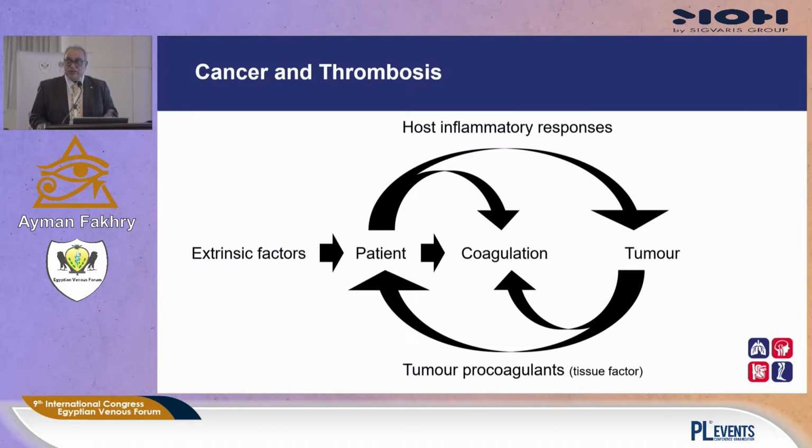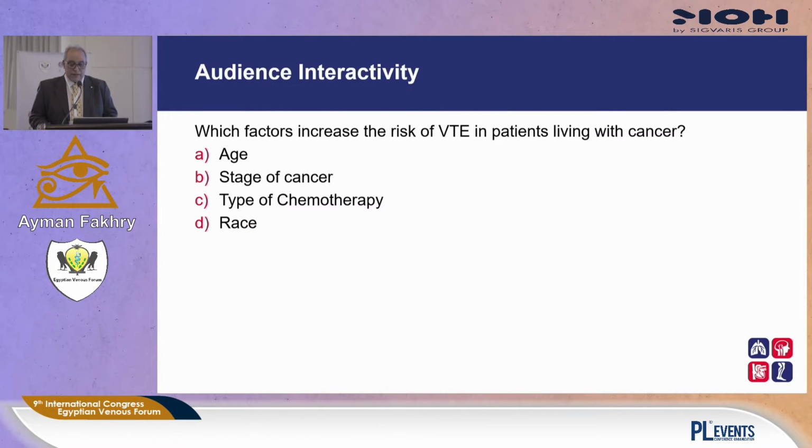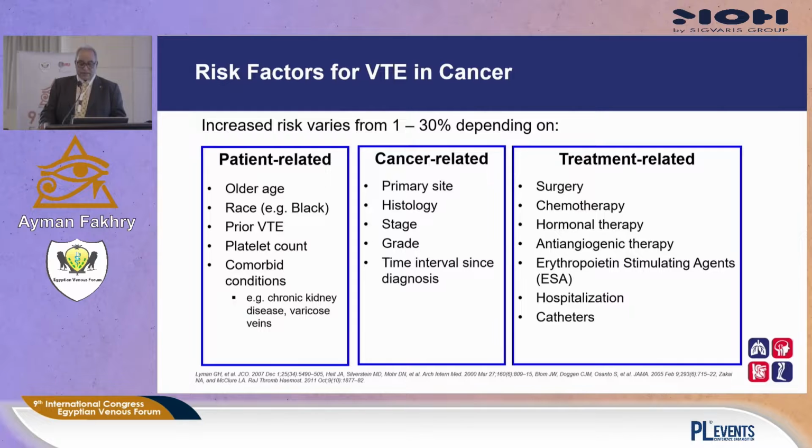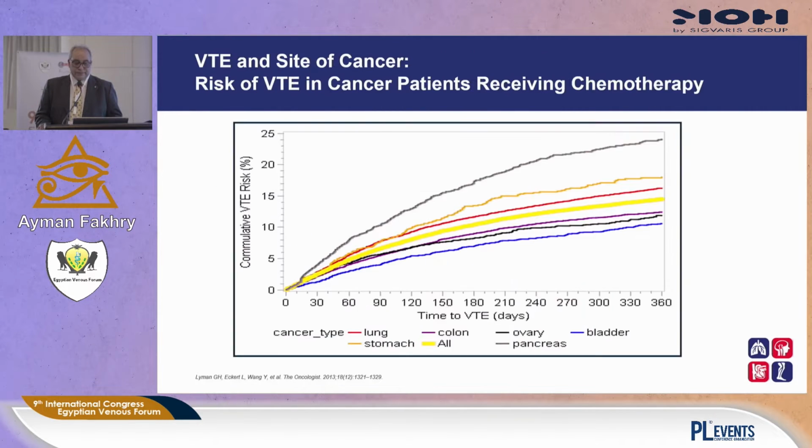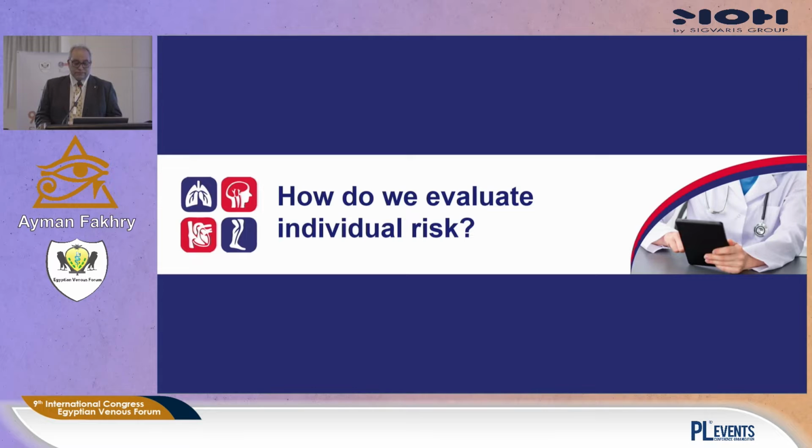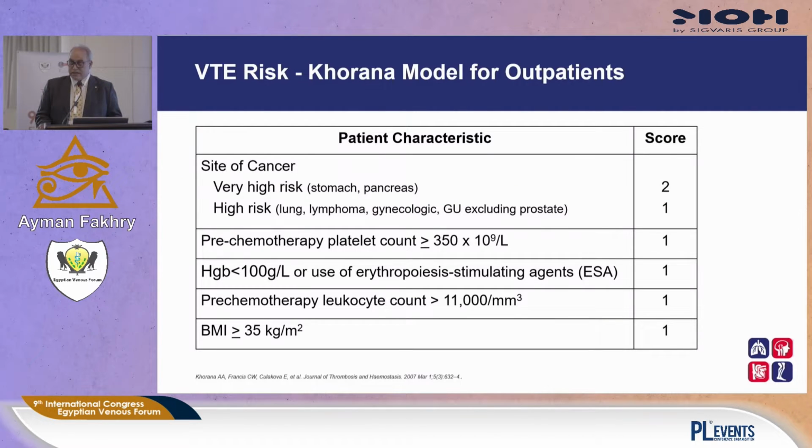The causes, as you see, we all know this. This is the standard of who is at risk: age, stage of cancer, type of chemotherapy, and race. Let me run over these slides. And this is the Caprini score, and as you see, it is a very simple score, and it also provides the way to give the prophylaxis, but it is not applicable for all patients as it is.